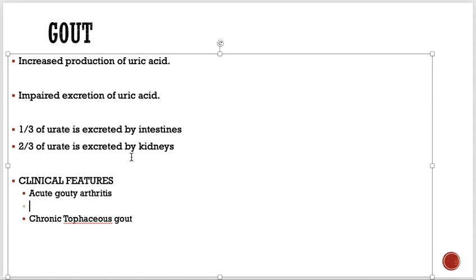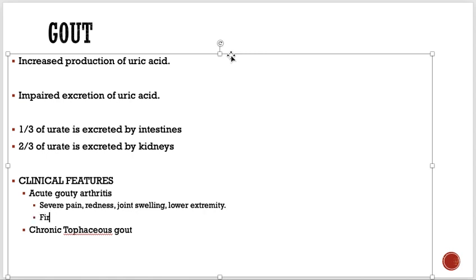So what will happen is that when it gives acute inflammatory arthritis, the patient will present with severe pain, redness, joint swelling, and usually it is of the lower extremity, and most commonly it is the first metatarsophalangeal joint. Okay, so you can say the first metatarsophalangeal joint is the most common one which is mostly presented.